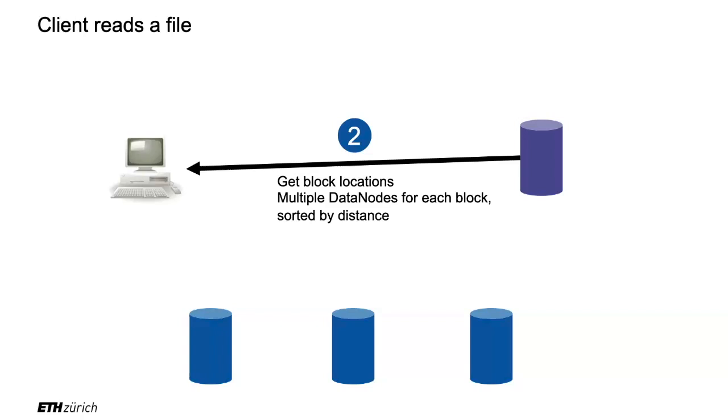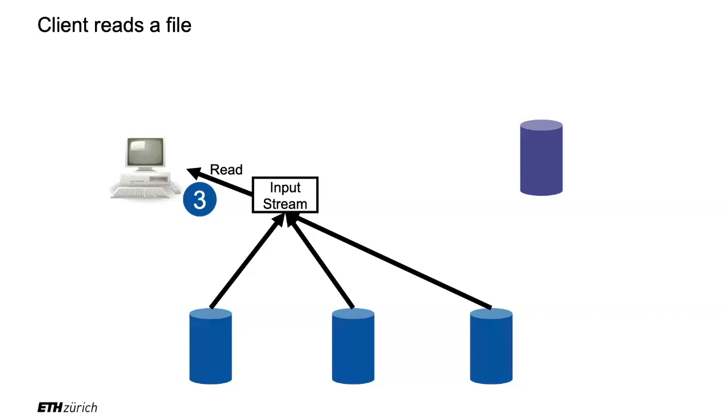Imagine that I'm not looking at MapReduce or Spark. I just want to read a file sequentially. It's the simplest way you can use it. So the client now is going to read that file sequentially. It's going to connect to the data nodes and start streaming through the bits.